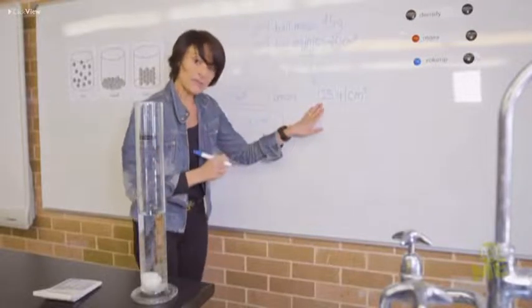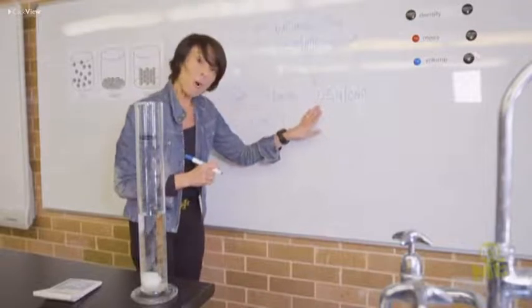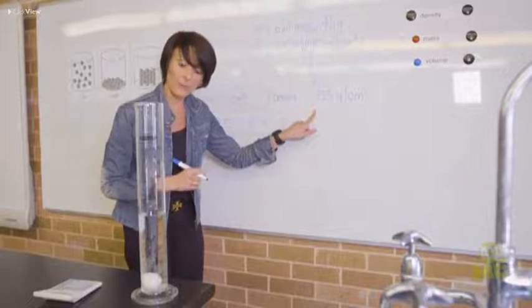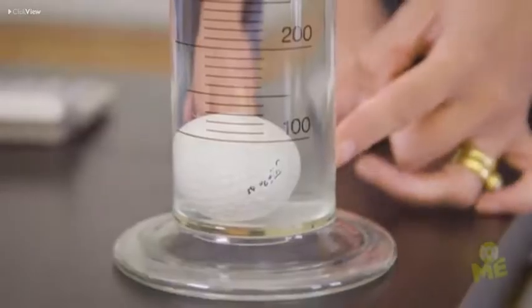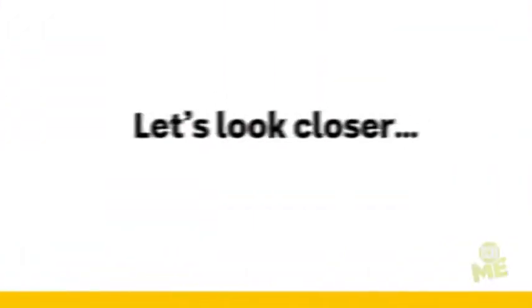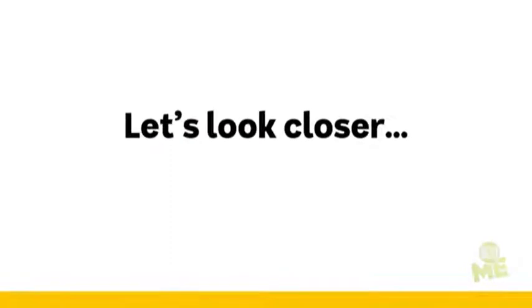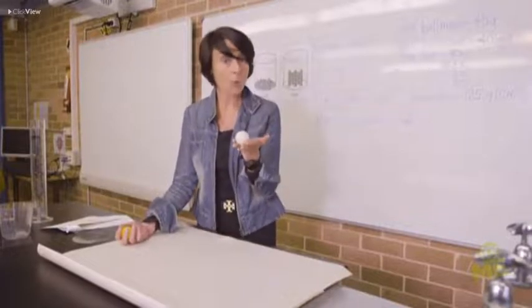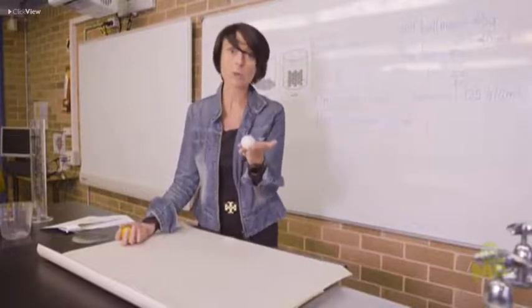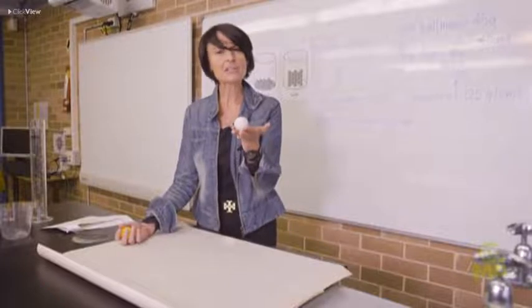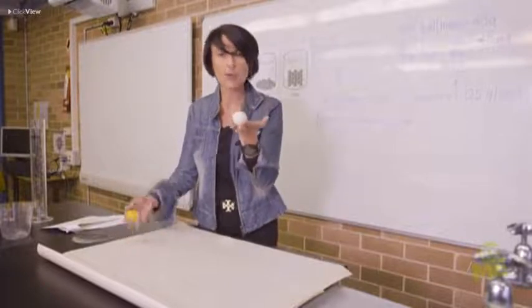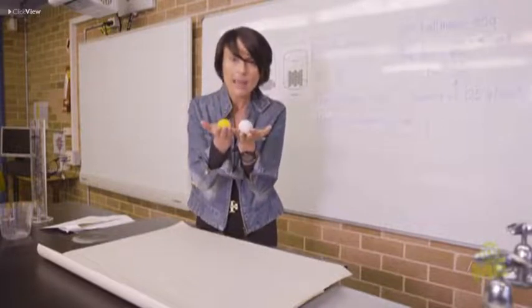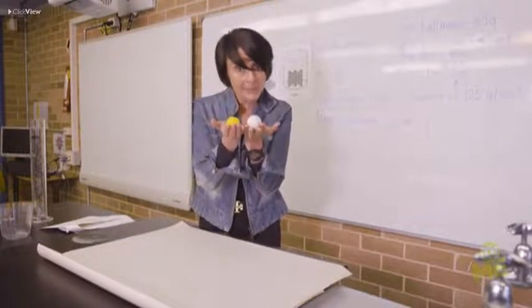Now that you know this, is that more than 1 or less than 1? It's more than 1. Therefore, the golf ball did sink in the water. So we know that the density of the golf ball was more than 1, so it did sink in water. But how do you think that the particles inside the golf ball differ to the particles inside of the ping pong ball? Let's draw a diagram to explain it.